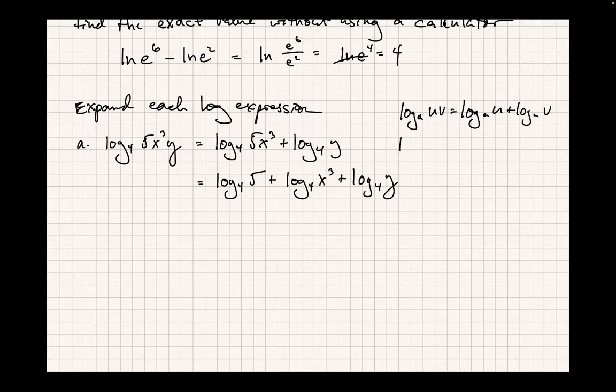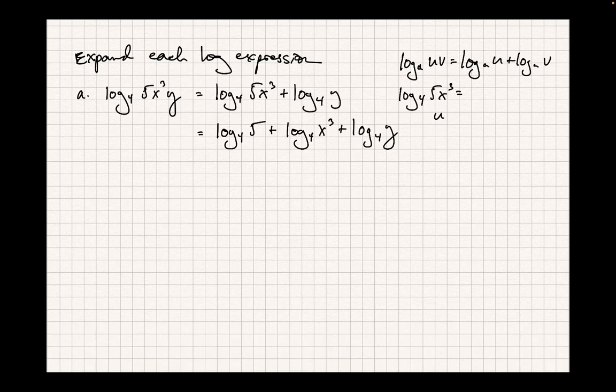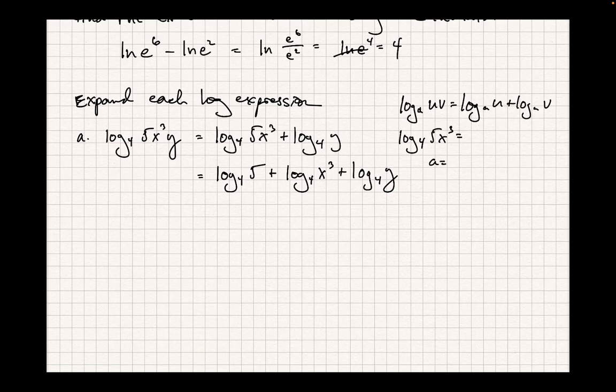And so if I have log base 4 of 5 times x cubed, which one is u? First of all, which one is a? A is the base. A is 4. U is 5. V is x cubed. And so what does this expand out to using the product property? Log base 4 of 5 plus log base 4 of x cubed, plus everything that you had down there.